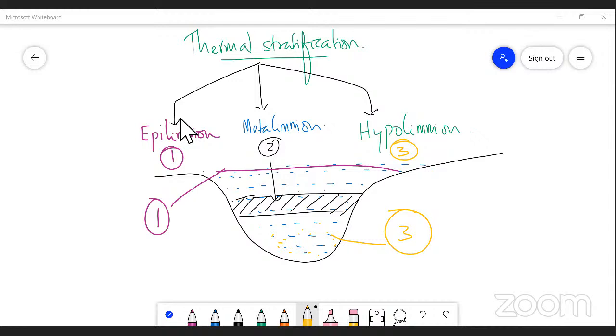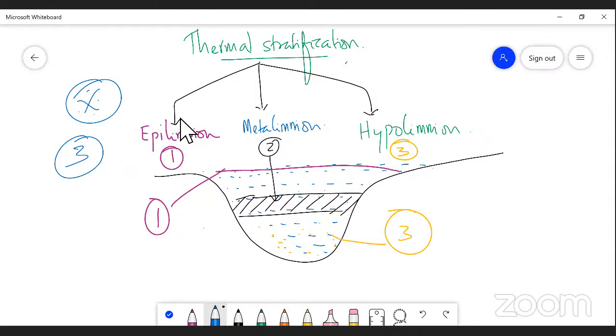I'm talking about thermal stratification, right? This is a very important area, important questions to be concentrated on. So please understand, sometimes the question may be asked: What is thermal stratification? Or write a note on thermal stratification, right? Dear students, did you understand about thermal stratification?